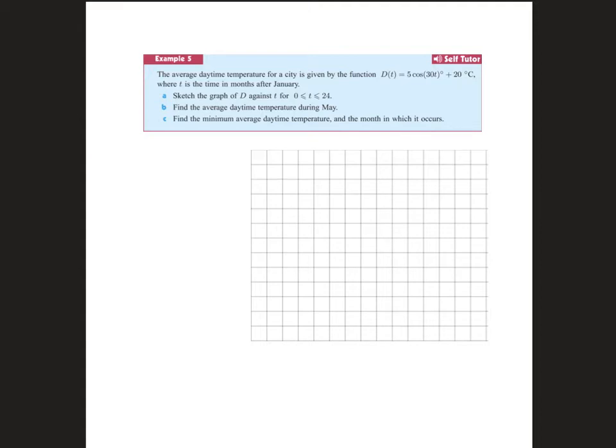Okay, so remember your period. Instead of 2 pi, that's of course if we're working with radians, we're going to work with 360 degrees. We're going to divide that by the b value. The b value is the coefficient in front of t. So divide that by 30, and you get your result, which is going to be 12.